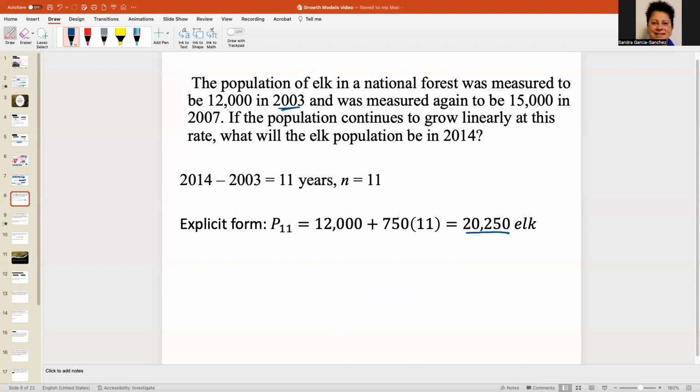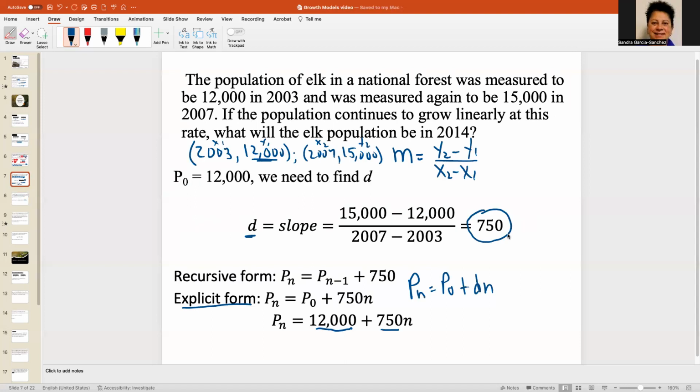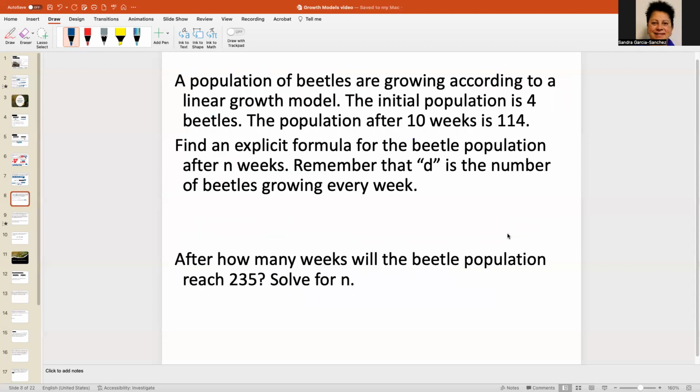Most of the time, if you have a decimal, we should round up to the whole elk, because we cannot have 0.4 elk. So be careful with that. So this is the way to find D. Remember, we are going to use the slope formula to find D, and then we can do the explicit form.